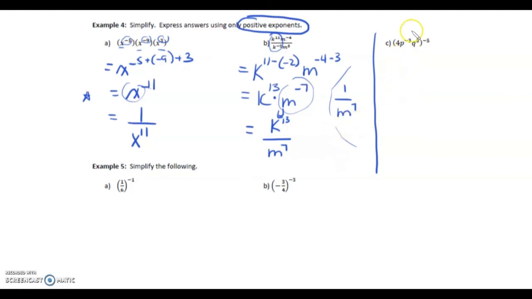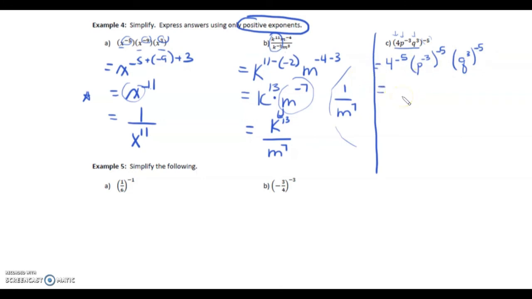Okay, and C. We're going to apply this negative 5 onto every single term in the brackets. Well, this is one term, it's a monomial, so every single part of the term. So we're going to have 4 to the negative 5, p to the negative 3, and that's going to be raised to the negative 5, and q to the 3, and that's going to be raised to the negative 5.